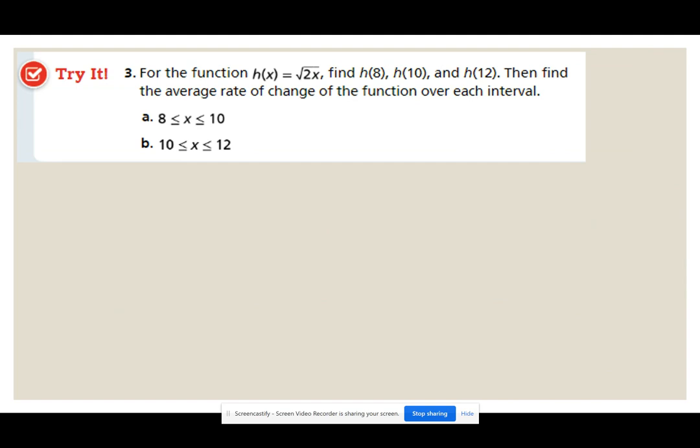Okay, here's a try it. So I recommend giving it a shot. They're asking you to find the values of each of 8, 10, and 12 because you're going to need those for both A and B. So go ahead and pause the video, give this one a shot, and then come back and check your answers.